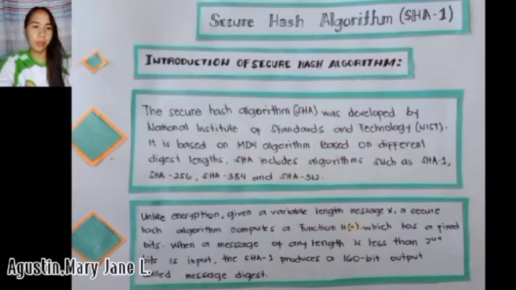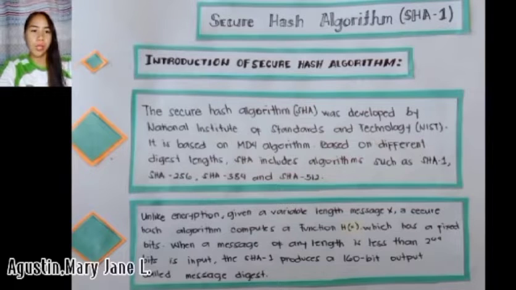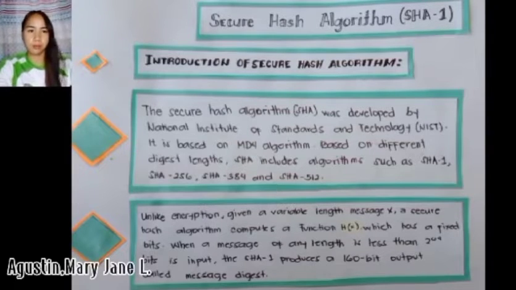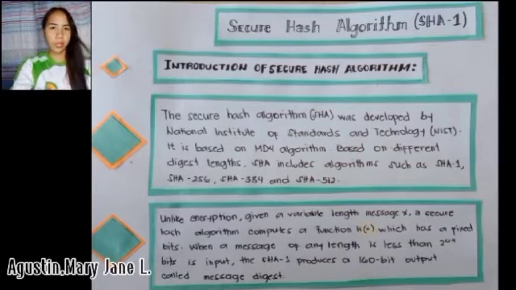Given a variable length message X, a secure hash algorithm computes a function H(X), which has a fixed number of bits. When a message of any length less than 2^64 bits is input, SHA-1 produces a 160-bit output called the message digest. The input of SHA-1 is less than 2^64 bits, and the output we call the message digest. So let's move on to the next slide.